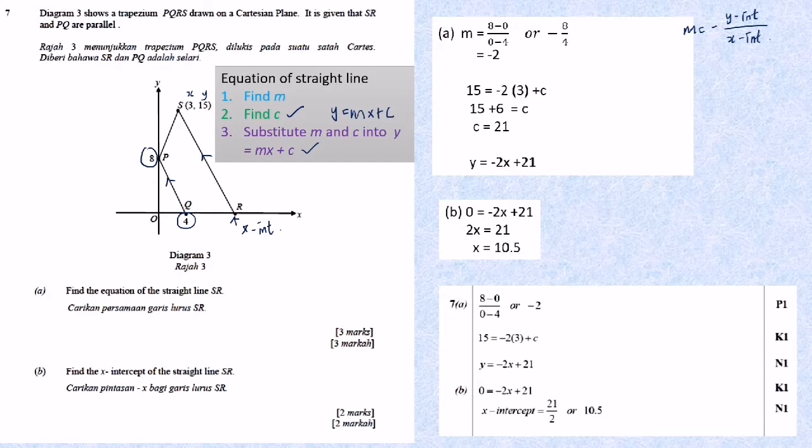So now again we look at this answer where we can obtain the marks. Gradient equals negative 2, we obtain 1 mark. If you can substitute the value of the gradient into the equation, you obtain 1 mark. And the equation of the straight line, 1 mark. For B, you substitute y equals 0, you obtain 1 mark. And the answer, another 1 mark.